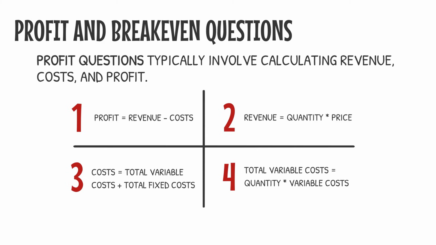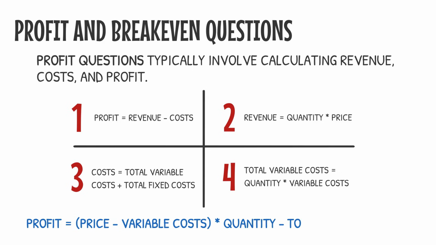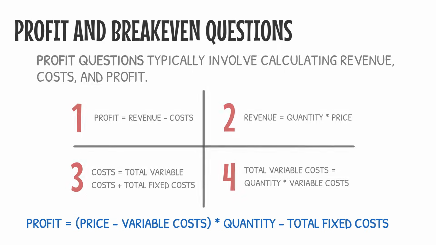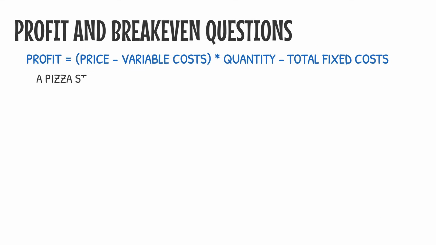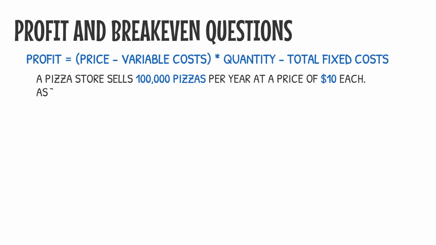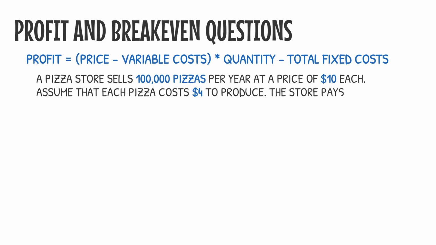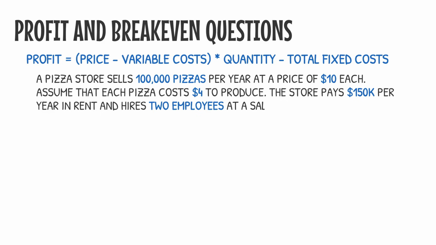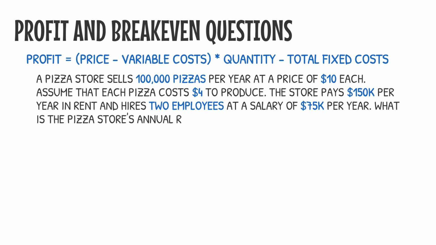Putting these together, we get the formula: profit equals price minus variable costs, times quantity, minus total fixed costs. Example: a pizza store sells 100,000 pizzas per year at a price of $10 each. Assume that each pizza costs $4 to produce. The store pays $150,000 per year in rent and hires 2 employees at a salary of $75,000 per year. What is the pizza store's annual revenues, costs, and profit?